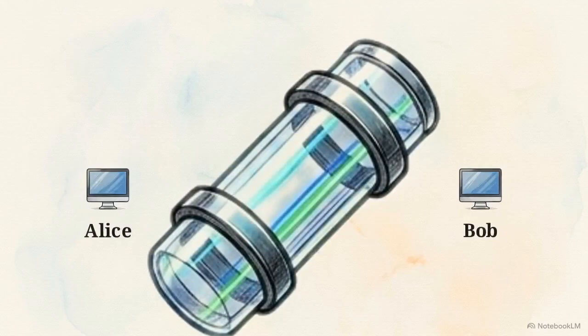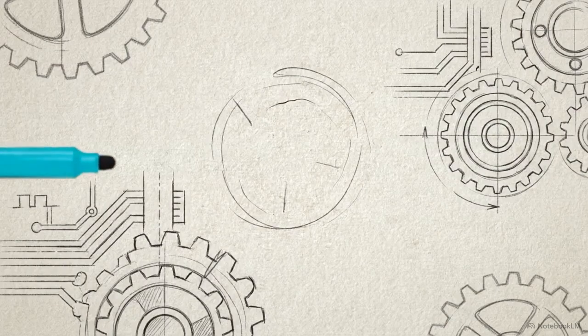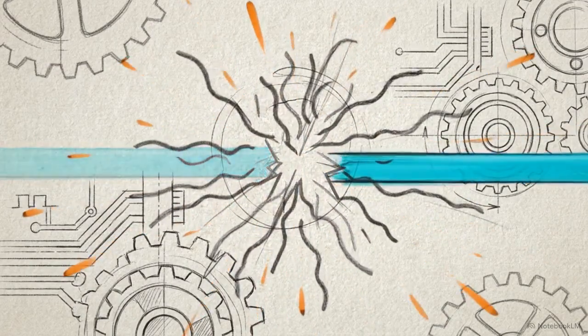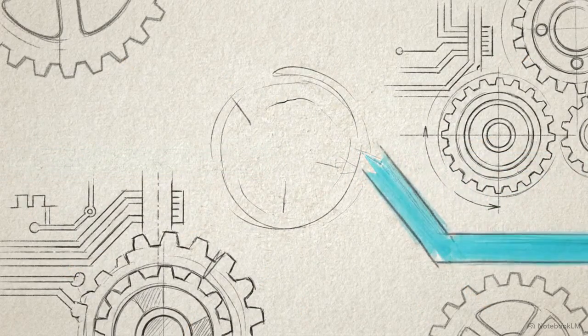Let's change the scenario. Instead of someone just listening in, imagine an active attacker positioned directly in the middle of Alice and Bob's network connection. This attacker doesn't care about reading your secret. They want to intercept the data stream, change the instructions, replay messages, or sever the connection completely.